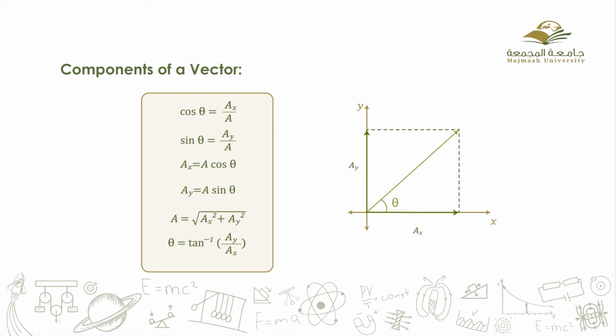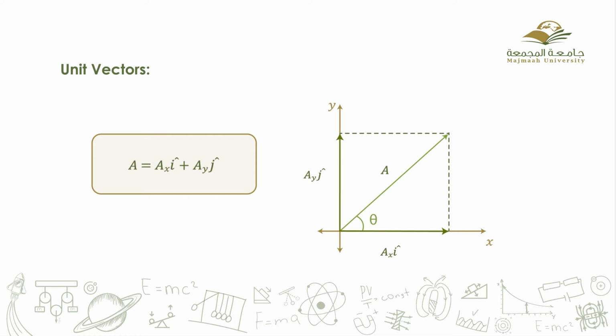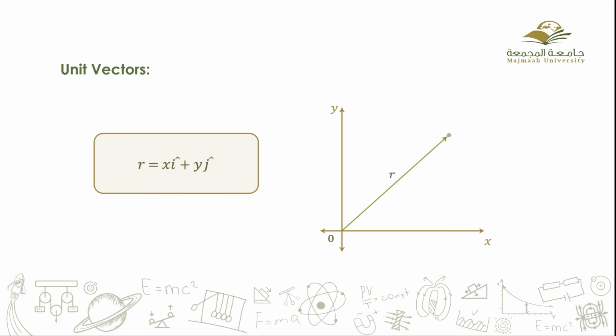Any vector has a value in the x direction, which is set as AX in the direction i, and a value in the y direction, which we can say is AY in the direction j. So A equals AX i plus AY j. Also, if I have another vector R, it has an x value in the direction i and a y value in the direction j. So you have two directions, i and j, instead of x and y, with a value or magnitude only.